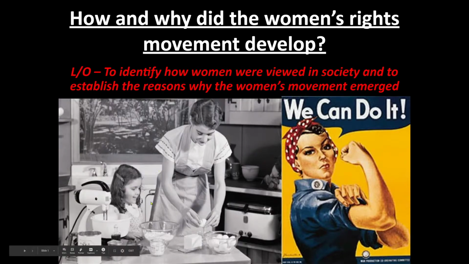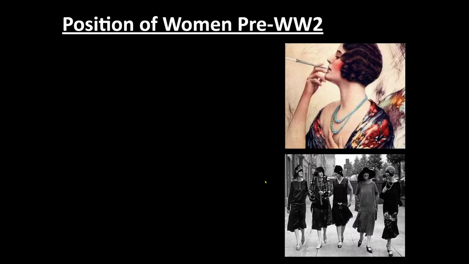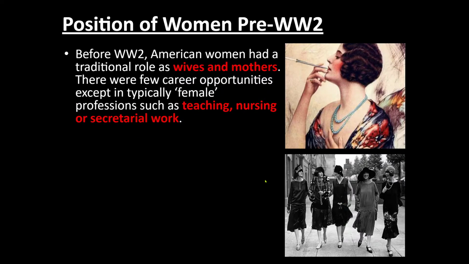So this would be an image of what was expected in the 50s. You've got the mom making something, and the daughter watching her. This is as opposed to the 1940s, where you've got an empowered woman, Rosie the Riveter. We can do it. So the position of women before World War II: American women had a traditional role, and they were viewed as either wives or mothers.